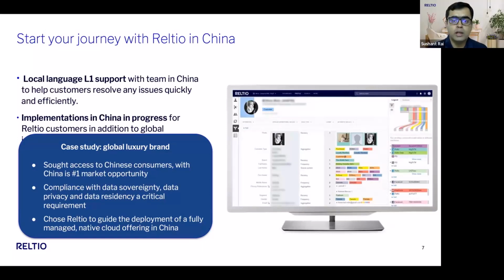If the profiles are of consumers who are citizens or residents of China, they by law cannot be located in US region instances. So you will have to have a dedicated Reltio instance in China and store the data in China. That's the regulation, and that's how our customers are looking at it.